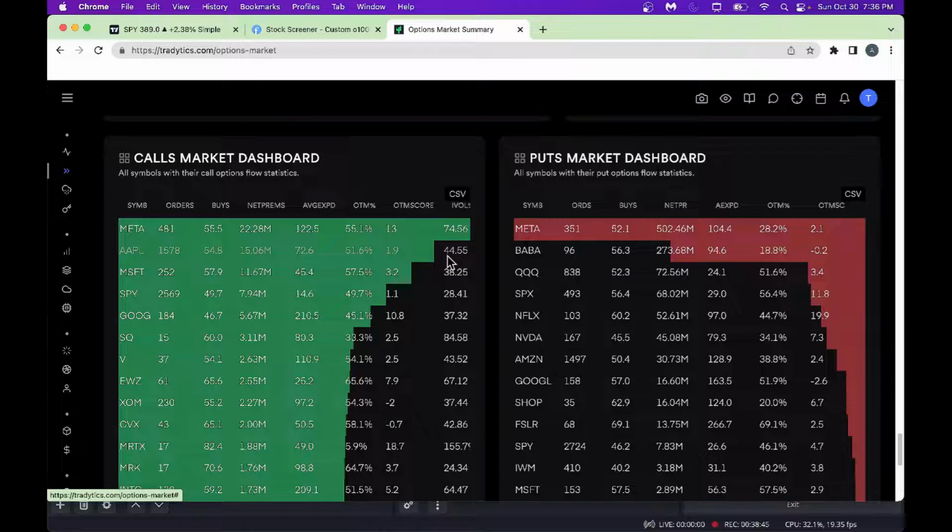You can see here by the expiration, number of days to expiration. You can see the nice volume here. Look, Meta, nice OTM. Folks are really betting Meta will go higher. In the next 122 days here, they're buying some out of the money calls.